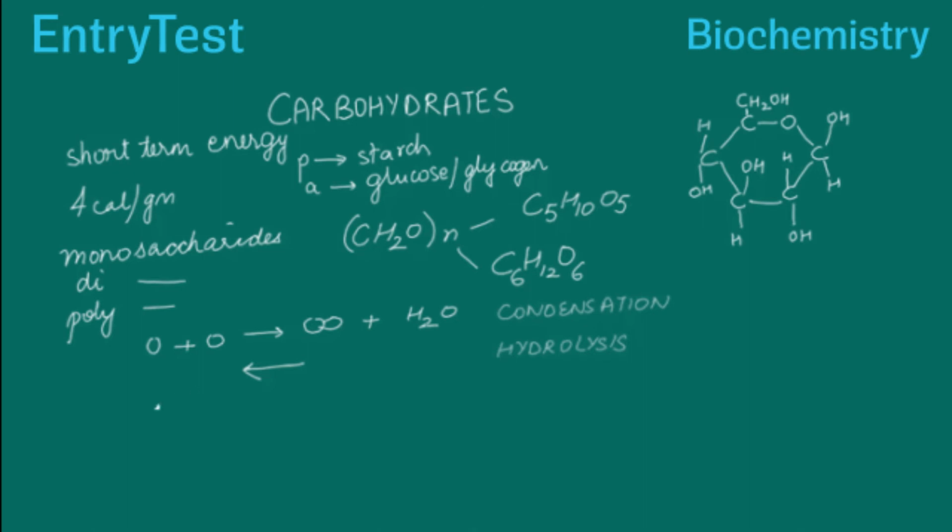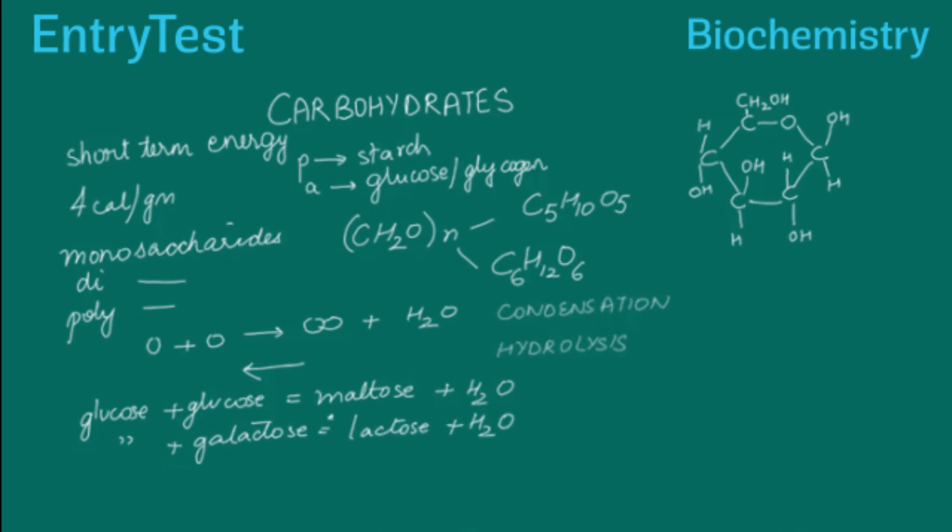Let's study a few examples of this process of condensation. For example, glucose and glucose give rise to maltose plus water. Similarly, glucose plus galactose give rise to lactose plus water. Another example, glucose plus fructose combine and give rise to sucrose plus water. So if the reactions go from the smaller components to the bigger ones, it is known as condensation. But when it goes from these bigger compounds to the smaller ones, it is known as hydrolysis.